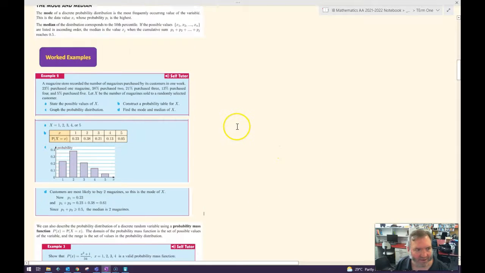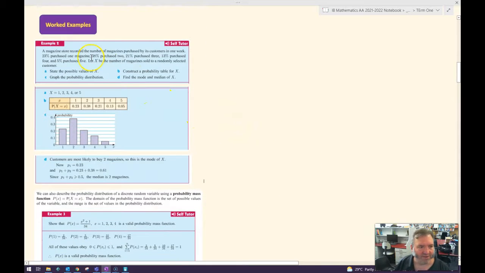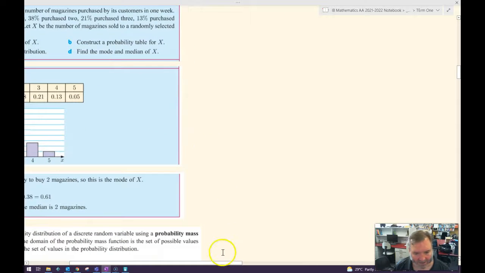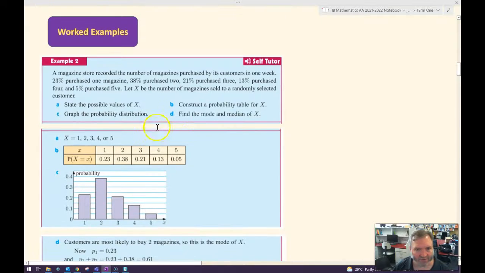There's a little example underneath here. Hopefully I didn't scroll too far. So a magazine store recorded the number of magazines purchased by its customers in 1 week. Let's just zoom in a little bit, make it easier for you while you're watching along. 23% purchased 1 magazine, 38% purchased 2 magazines, 21% 3, 13% 4, and 5% purchased 5 magazines. Let X be the number of magazines sold to a randomly selected customer.